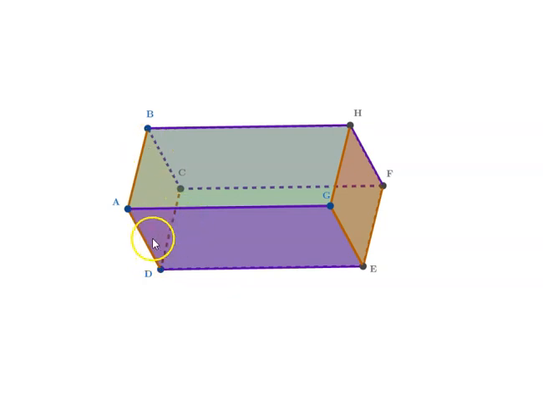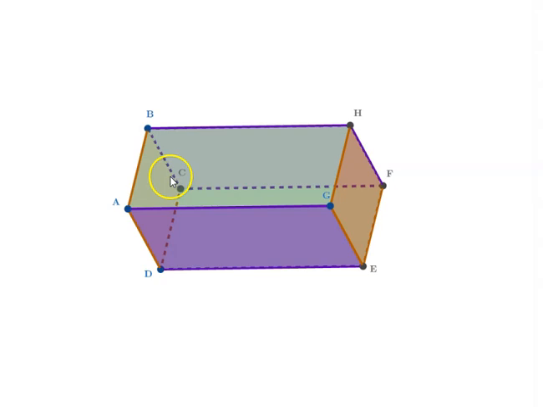Similarly, we can say BC is parallel to AD. Why? Because again, planes BF and AE are parallel to each other and are cut by the plane AC. So the lines of intersection are parallel to each other. The lines of intersection in this case are BC and AD. So they are parallel to each other. That means since opposite sides are parallel to each other, ABCD is a parallelogram. So that you have got the idea.